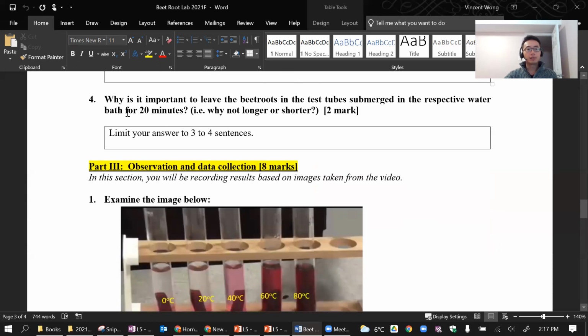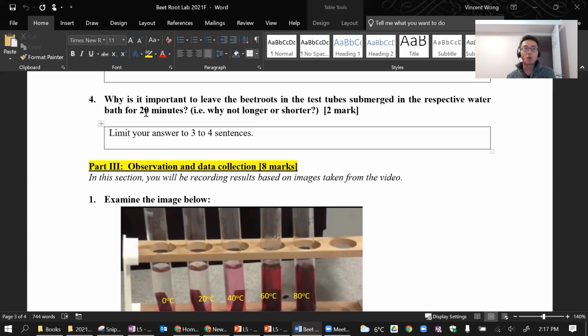Another one that a lot of people got wrong, I should say, but it's not that tough. Why is it important to leave the beetroot in the test tube for 20 minutes, not longer, not shorter? Okay. The reason is very simple. If you leave them in for too short, let's say 5 minutes, you might not have sufficient time for the diffusion to take place, right? So you might end up having a bunch of tubes that are all pale colors. Okay, 40, 60, 80, they all look pale.